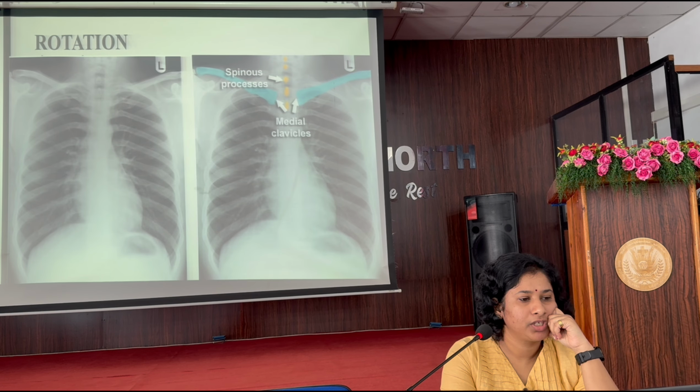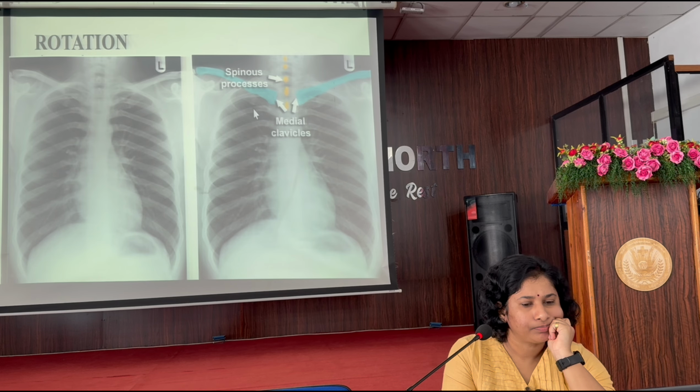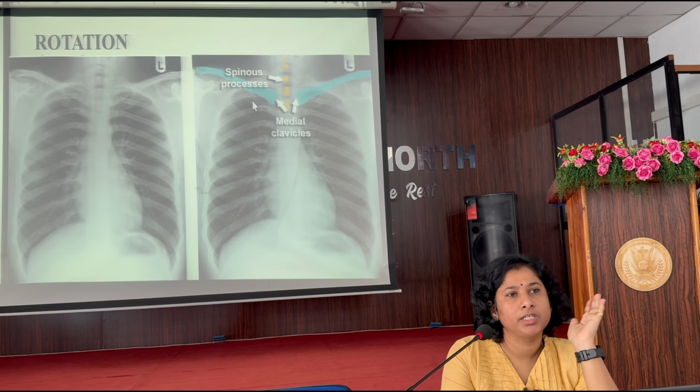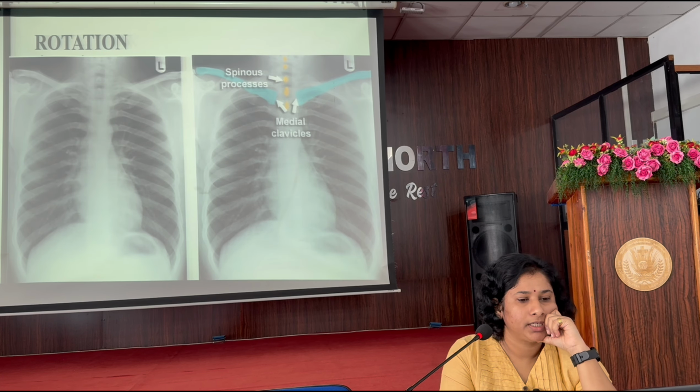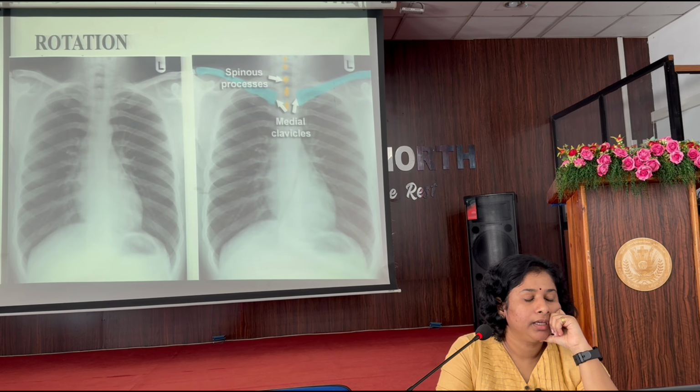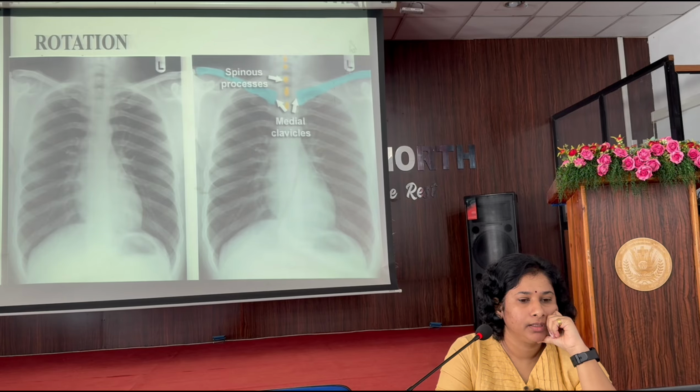So as I mentioned, for the quality check, the first thing we are seeing is whether there is any rotation in the image or not. What is rotation? If the image is well centered, in a midline position only, we can read it properly. So how can we assess this rotation? If you see in the second image, the spinous processes are in the midline, right? Those small white dot-like areas are in the midline.